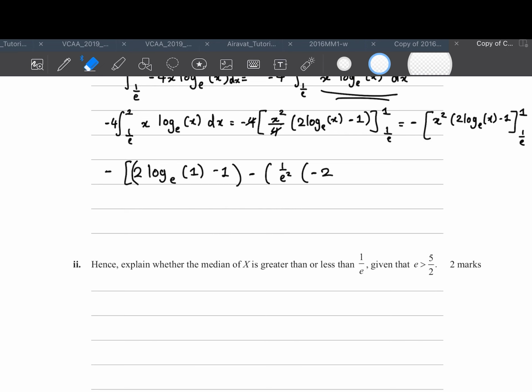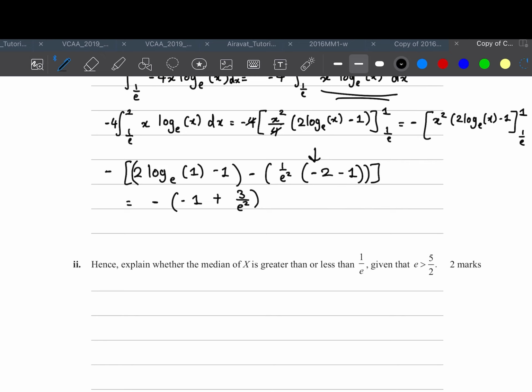So that's how I get negative 2 minus 1, and now we'll just have negative of negative 1 over here plus 3 on e squared after simplifying this bracket over here. So our answer is just going to be 1 minus 3 on e squared. And there you go, that's how you do this.